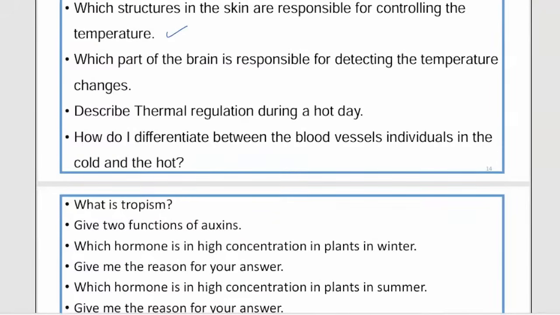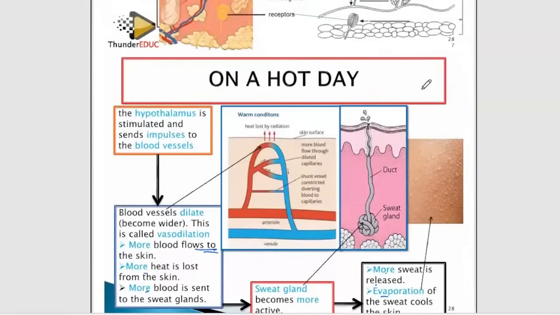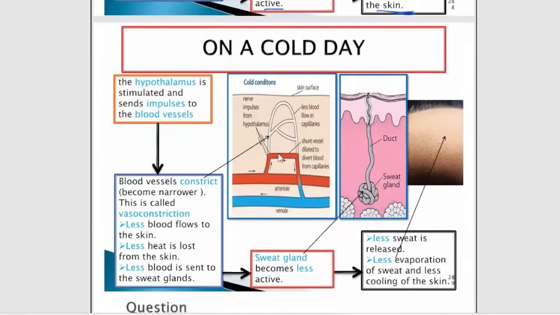and a hot day? Blood vessels of individuals on a cold day: you see that on the hot day, the shunt here is closed and more blood is flowing near the skin. While in the blood vessels on a cold day, the blood will go through the shunt and then the blood vessel near the skin will be closed.